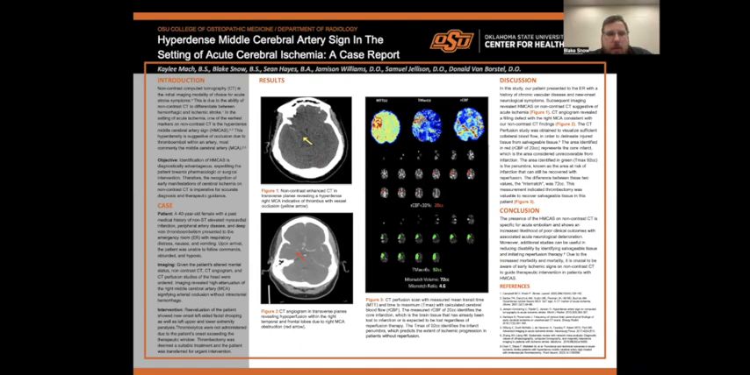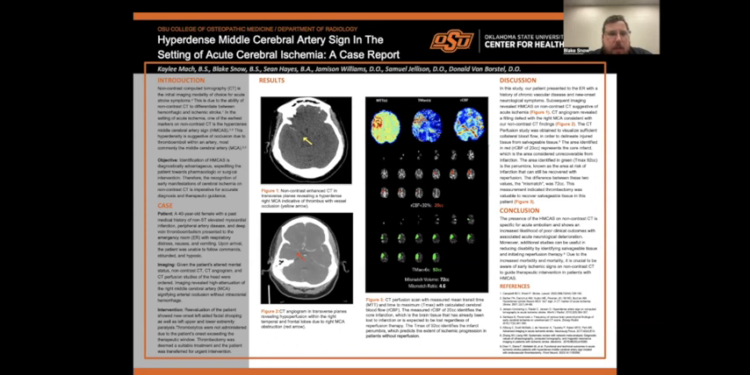Our case report is of a hyperdense middle cerebral artery sign in a setting of acute cerebral ischemia. The non-contrast CT is the initial imaging modality of choice for acute stroke symptoms. This is due to the ability of non-contrast CT to differentiate between hemorrhagic and ischemic stroke.